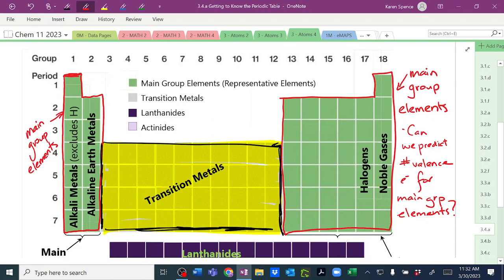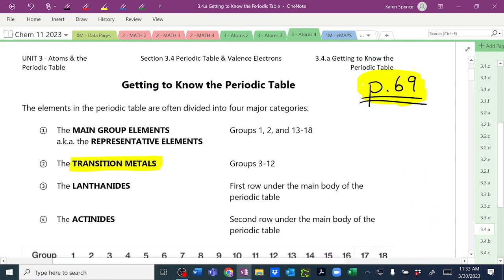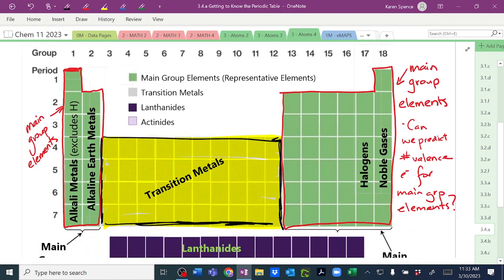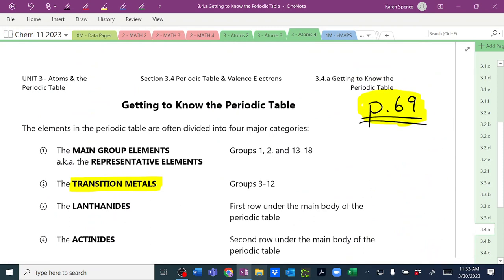Within the main group elements, there are 4 specific groups or columns that you need to know, and hopefully you have learned these in the past. What is group number 1 called? It is the alkali metals. So group 1 is the alkali metals.